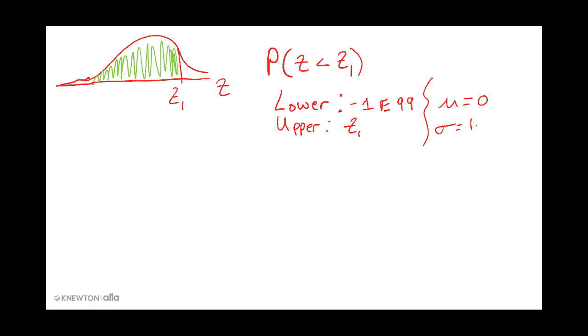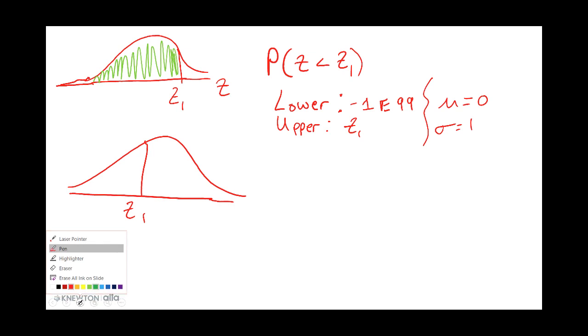There's another case. What if instead we're trying to find the area to the right of Z1? See if I can draw that picture. Let's say we have a picture that looks like this. Let's say our Z1 is over here. It could be anywhere along our horizontal axis. Let's say Z1 is there, and now we are trying to find this shaded area.